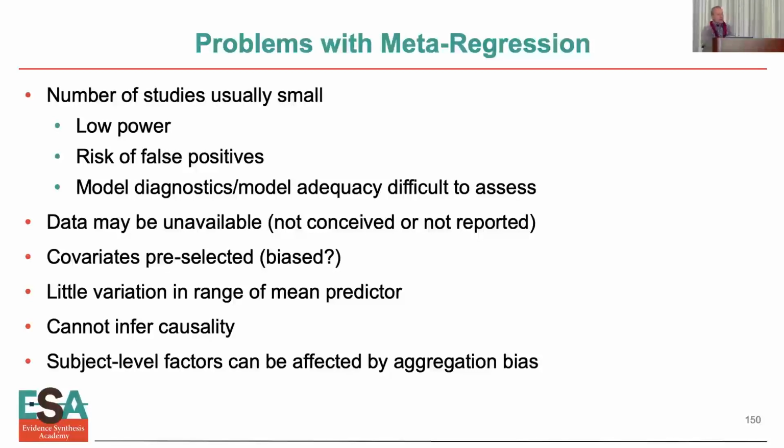Another problem you run into is sort of a reporting bias problem, which is that if a study does report covariates or interactions, it often will only report the ones that are significant. And so you might have a problem of bias there.